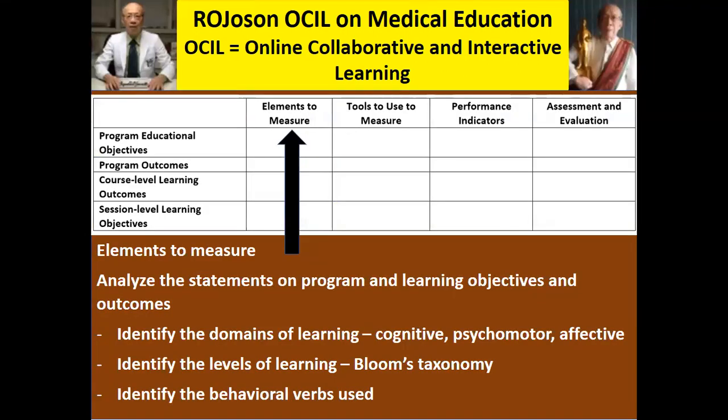On the first column are the elements to measure. Here, there should be analysis of the statements on the program and learning objectives and the outcomes on the first column. And here we identify the domains of learning, namely cognitive, psychomotor, and affective. We also identify the levels of learning in terms of the Bloom's taxonomy. And also we identify the behavioral verbs used in the learning objectives and outcomes.